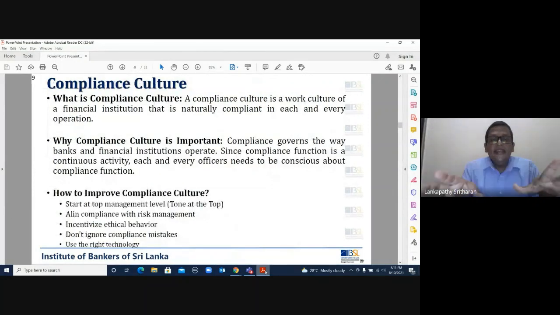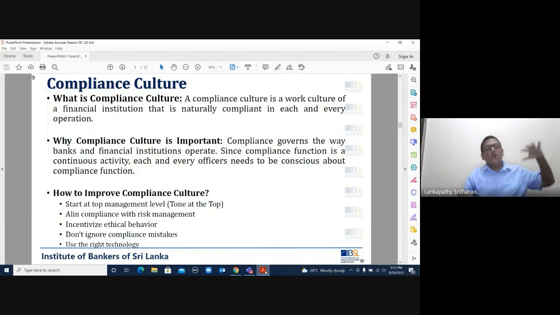And this is again another important thing, the compliance culture. The compliance culture is a work culture of the finance institution that is naturally compliant in each and every operation. For example, the compliance function has to be created as a culture. Even if it's the top management, or even if they lose a sizable amount of money, they have to comply with all the requirements.